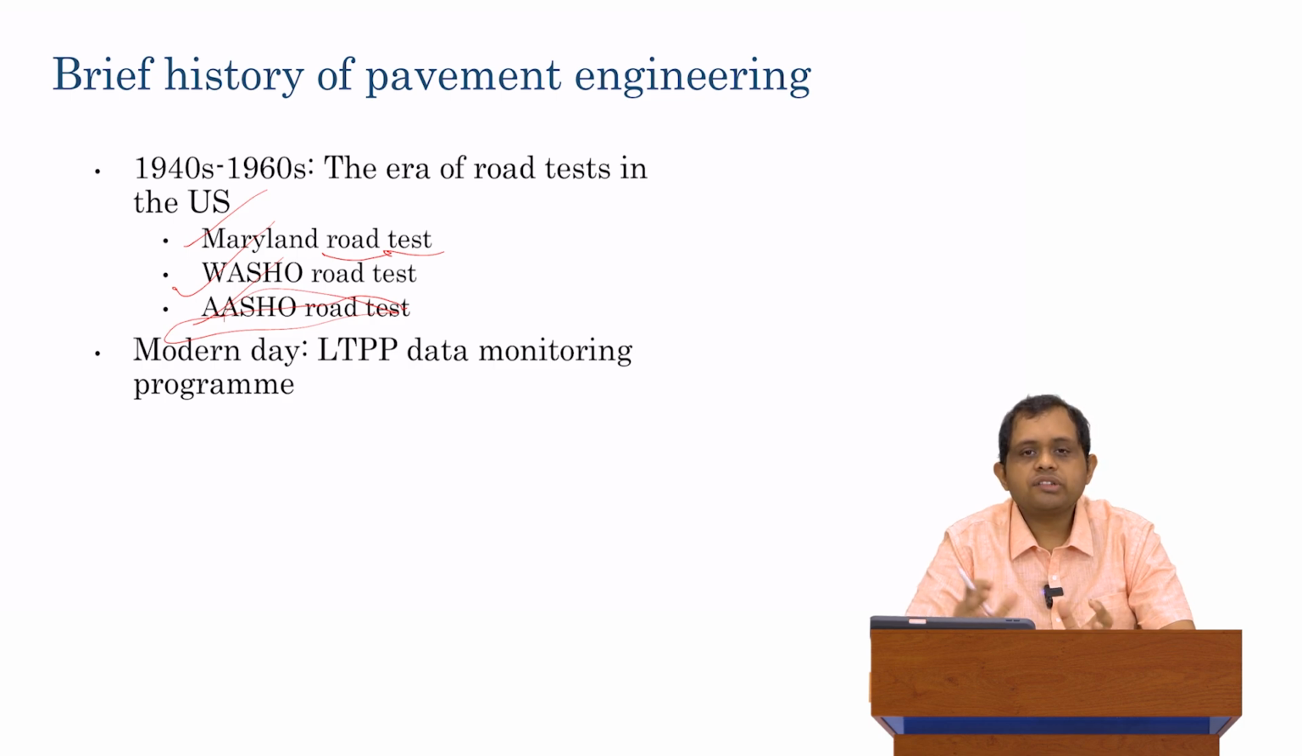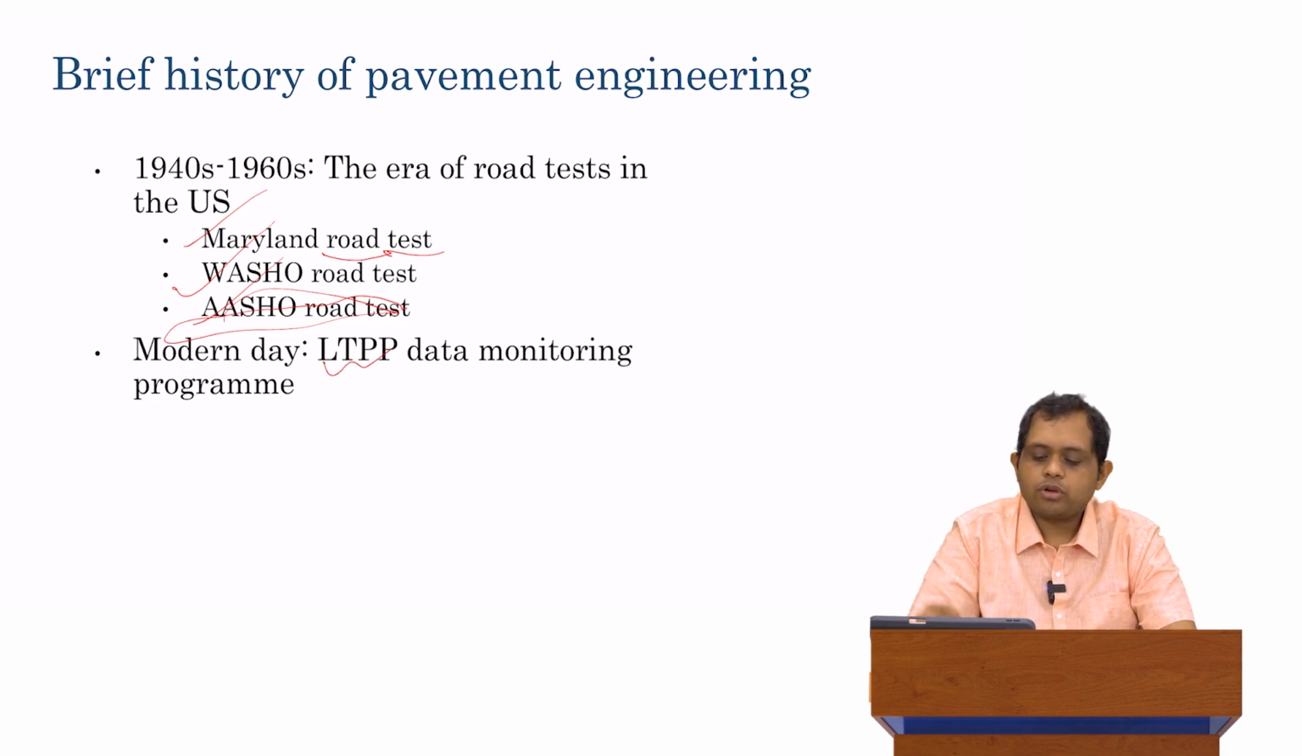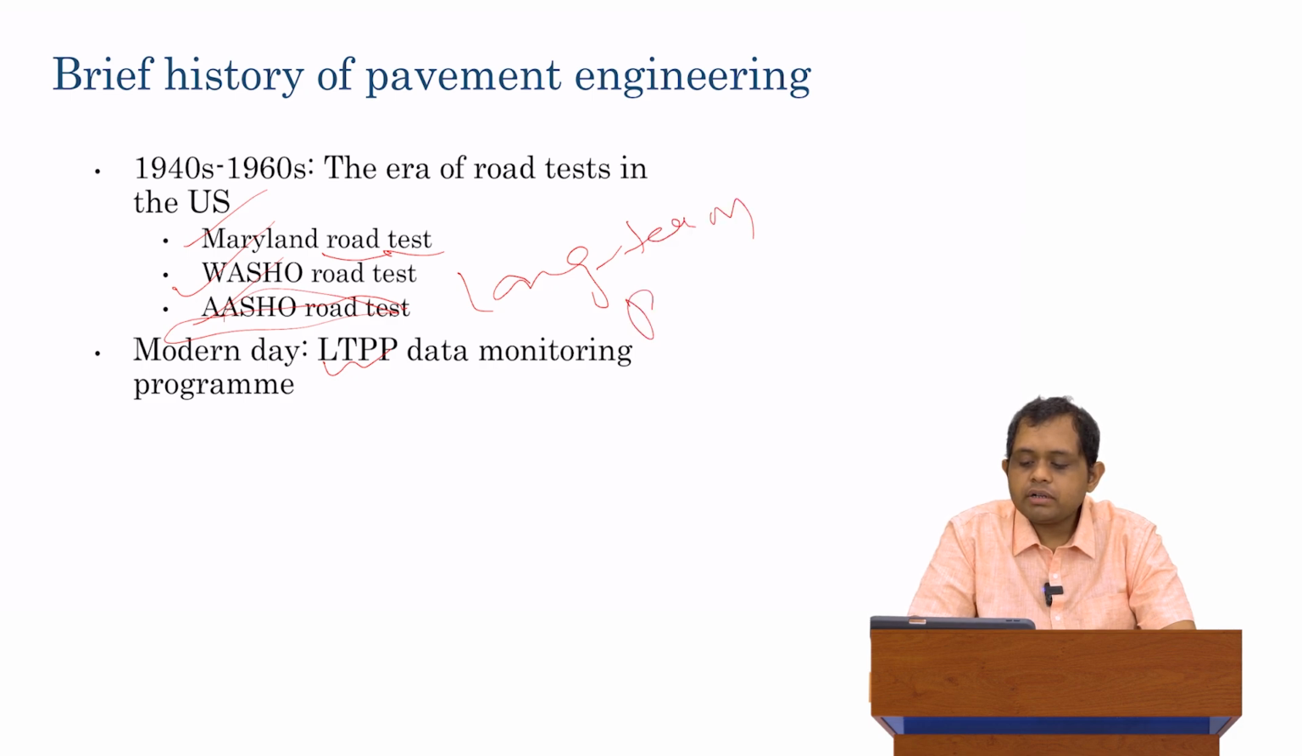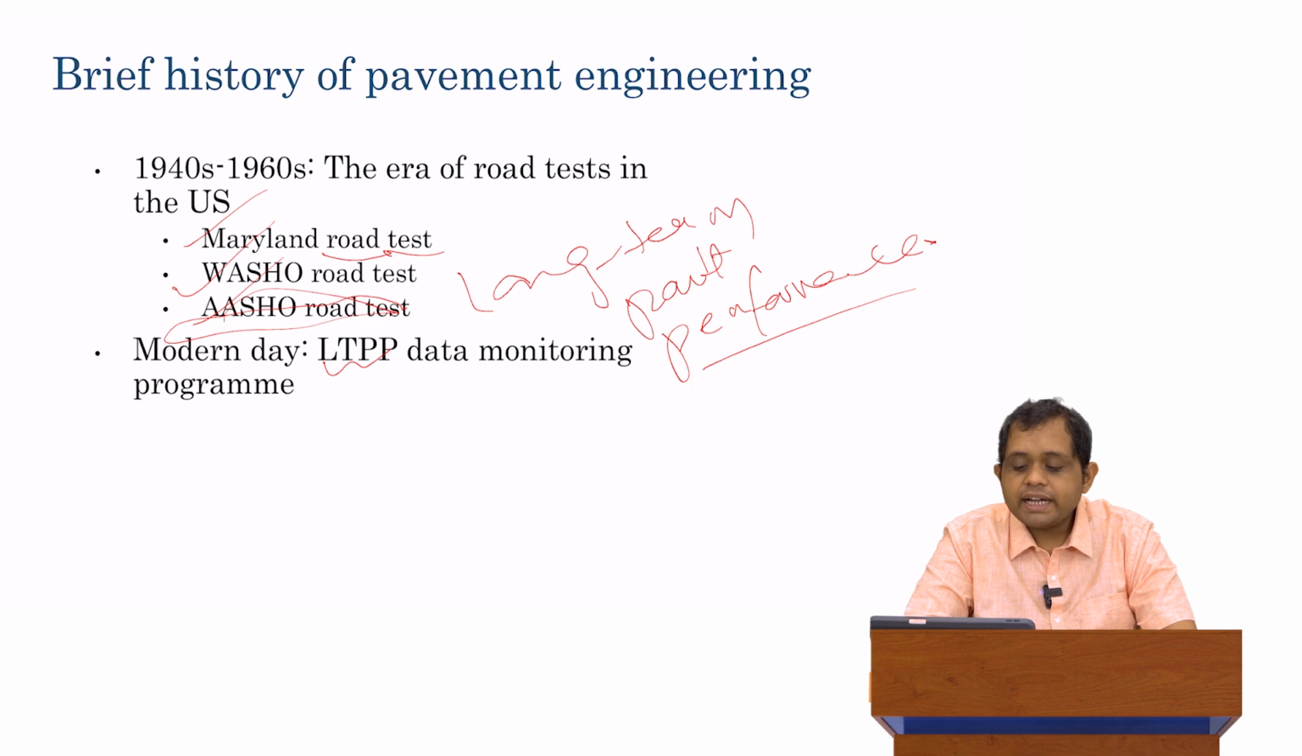Perhaps the largest type of road testing, although it's not really testing anymore, it's more monitoring. The largest testing or monitoring program in the world today is also in the US, what is called the LTPP data monitoring program. I'll define LTPP. This is the Long-Term Pavement Performance program. So the LTPP data monitoring program is a program in the US where basically they have several roads all across their country which they're monitoring regularly.